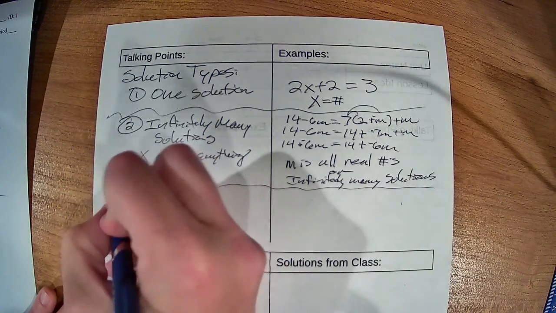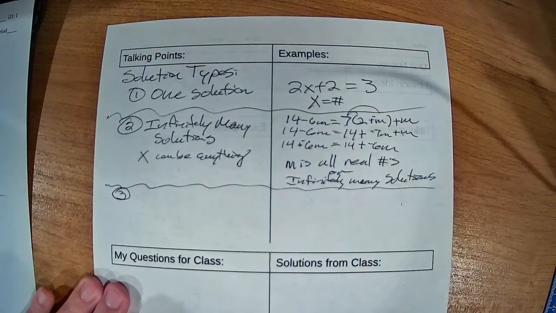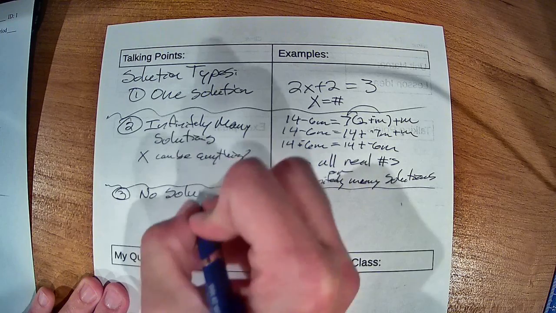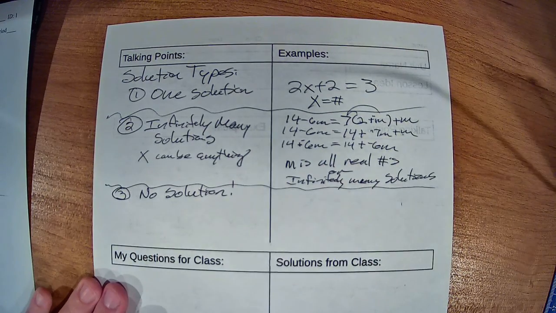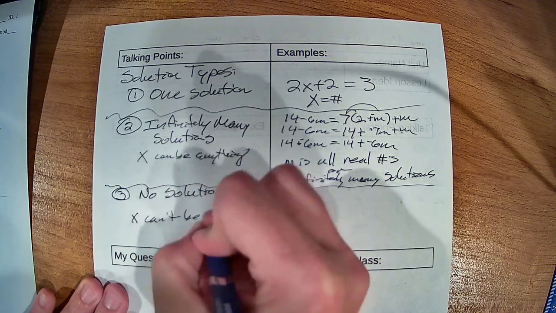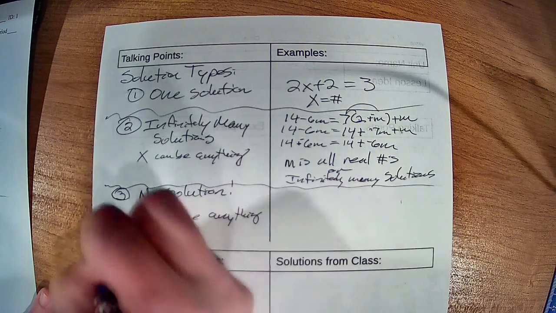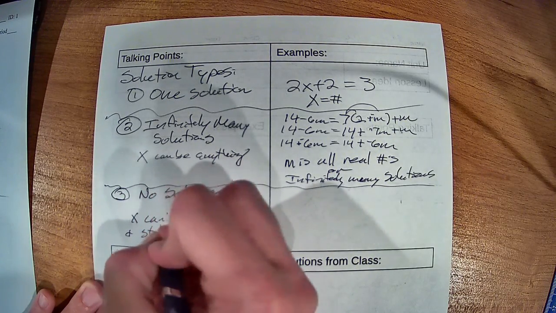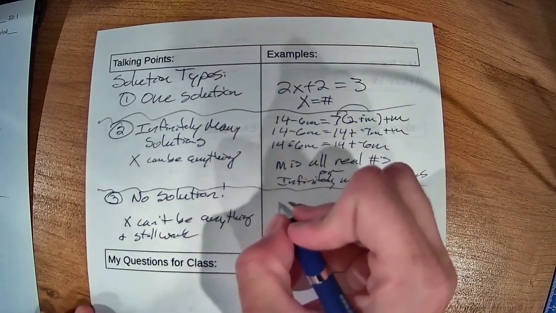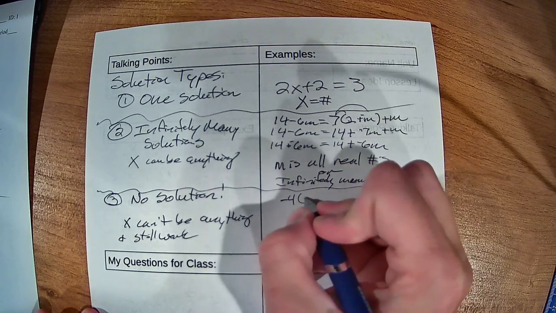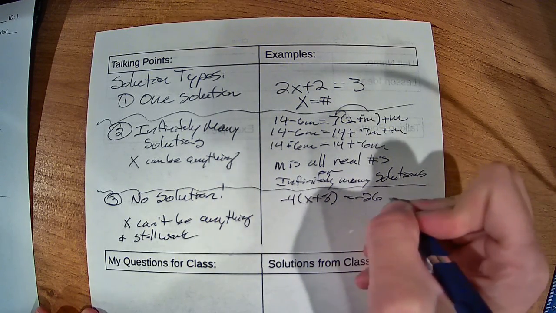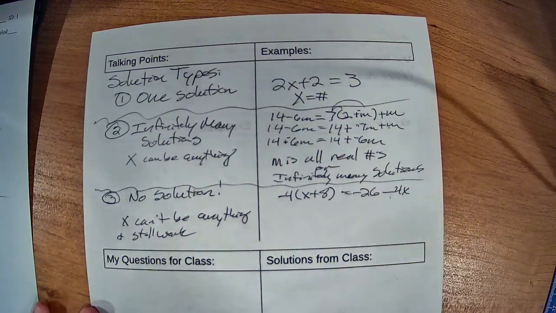All right? Our last situation, what if it's not one solution? What if it's not infinitely many solutions? What if there is actually no solution? In other words, x can't be anything and still work. Let's look at an example. So in this case, let's do negative 4 multiplied by x added to 8 is equal to negative 26 subtract 4x.